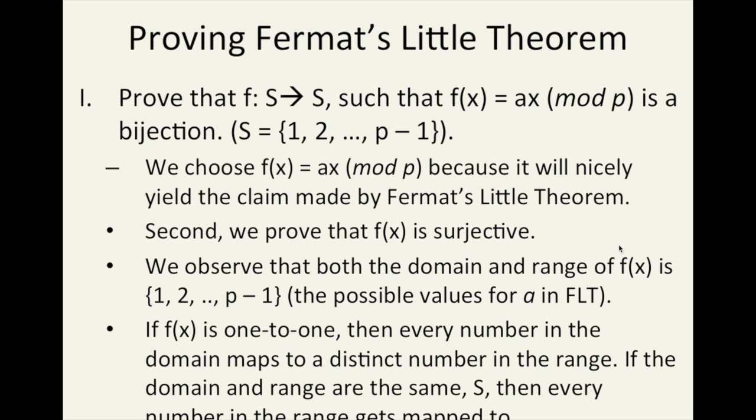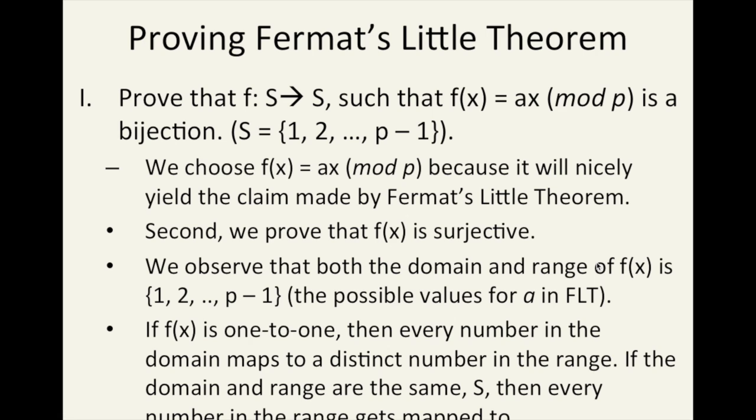Which is the same as the possible values for a as given by Fermat's Little theorem. And the reason that the domain and range are these values is because we simply defined the range and domain as the set S, which to make it fit Fermat's Little theorem we simply define as 1 all the way to p minus 1.